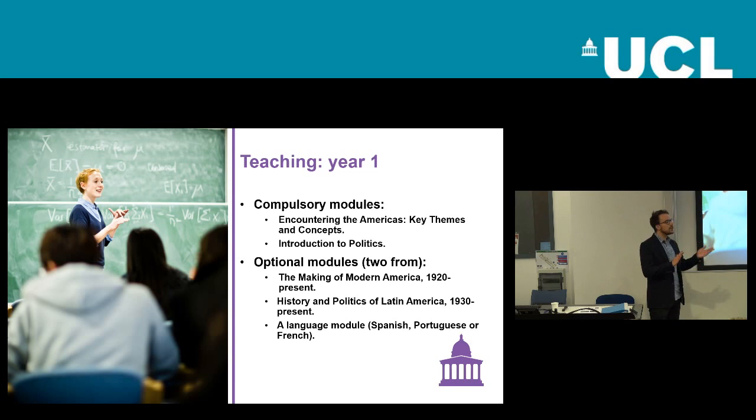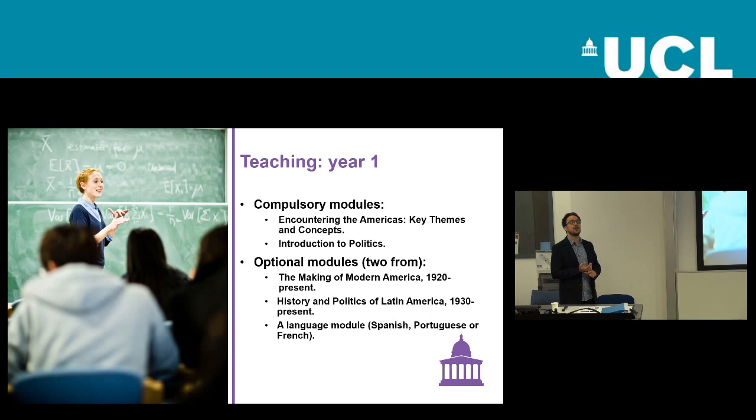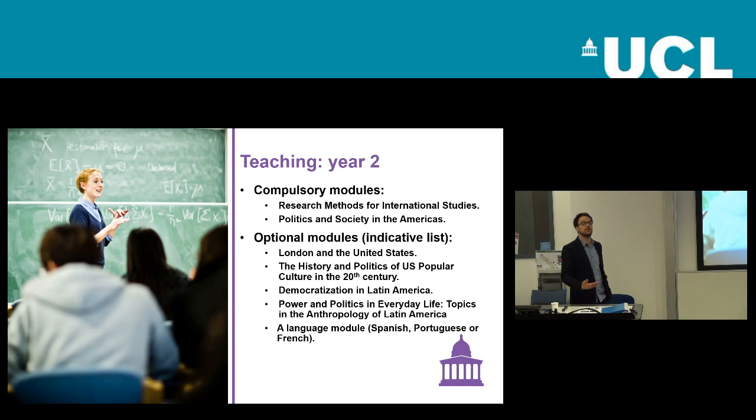And then you would have one other option if you were doing the language, a module on the 20th century history of the United States, a module on the 20th century history of Latin America. If you chose not to take a language module, you would take both of those. So that's the first year. Then in the second and third years, we begin to see more and more choice for you as a student. As I said earlier, more and more choice for you to think about how you're going to specialize.